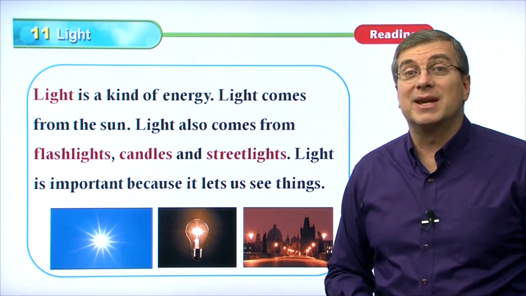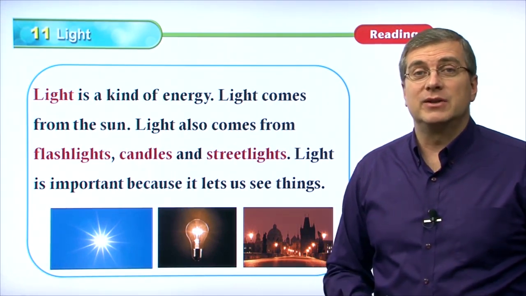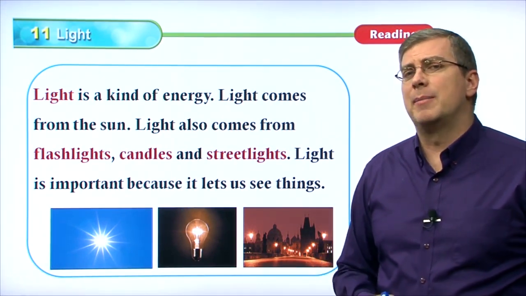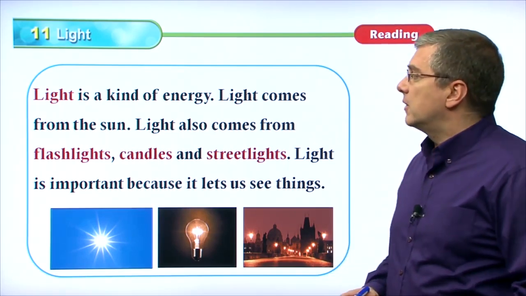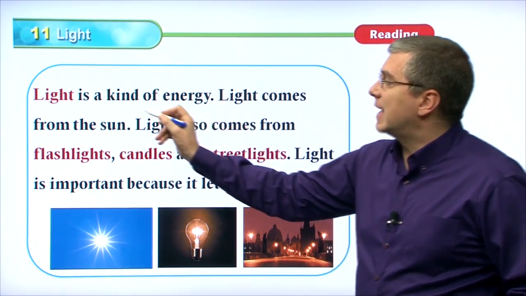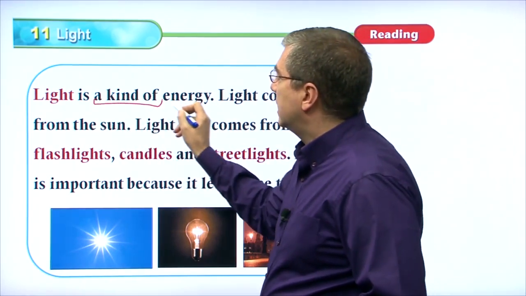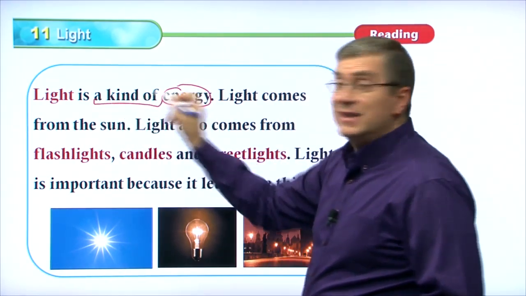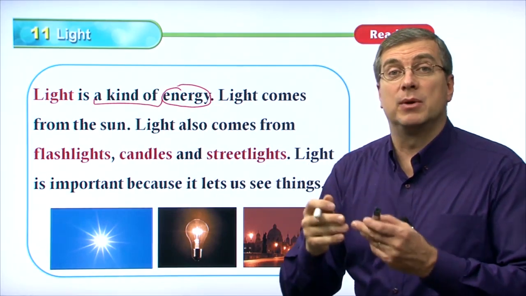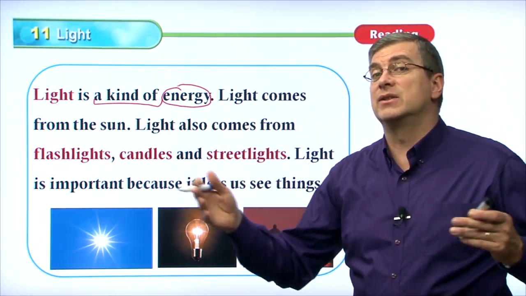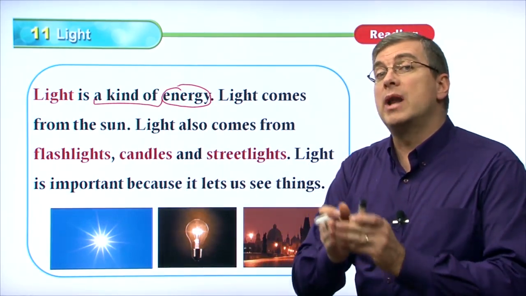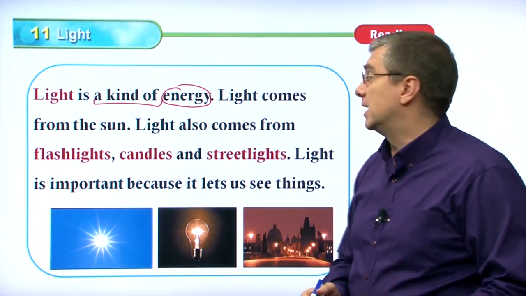And, of course, our topic is light. So the reading passage will give us a lot of details about light and what it is. First of all, we can see that light is a kind of energy. It's a type of energy. There are many kinds of energy. Light is one of those kinds of energy.